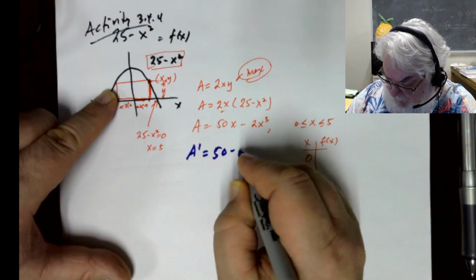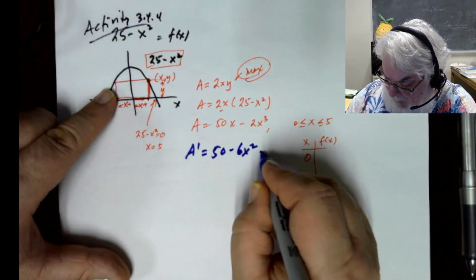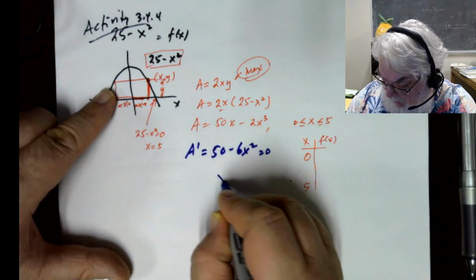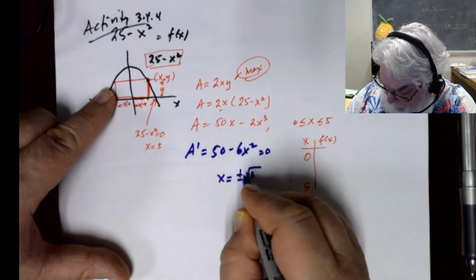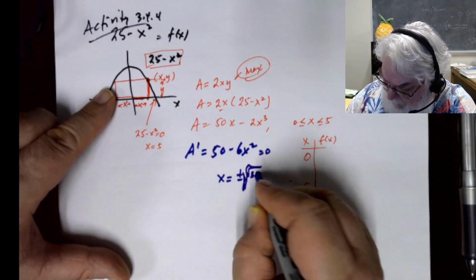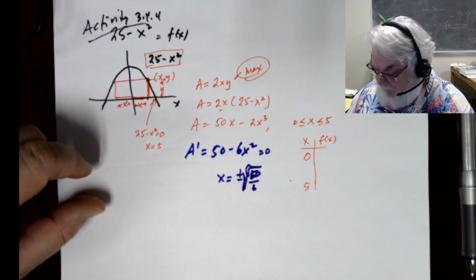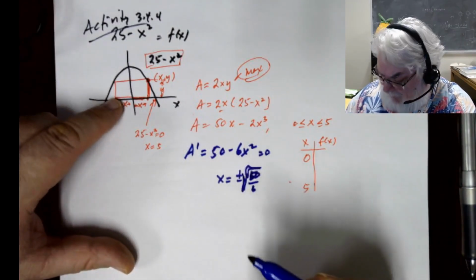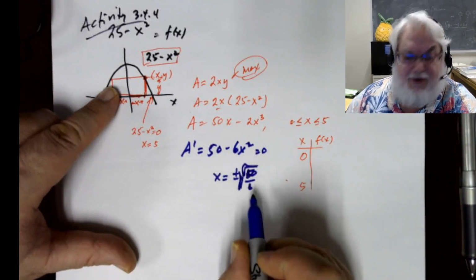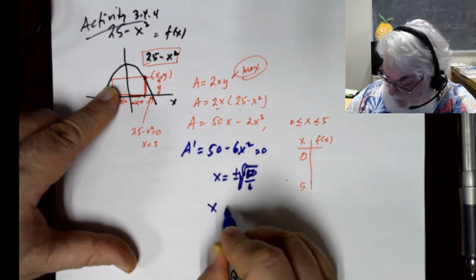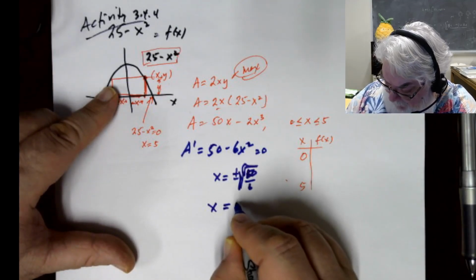50 minus 6x squared. Okay, set that equal to 0, and x is equal to plus or minus the square root of 50 over 6. Sorry, that's the trouble with using these thick pens. They show up better on the screen, but they're harder to read. So that's approximately 2.886.